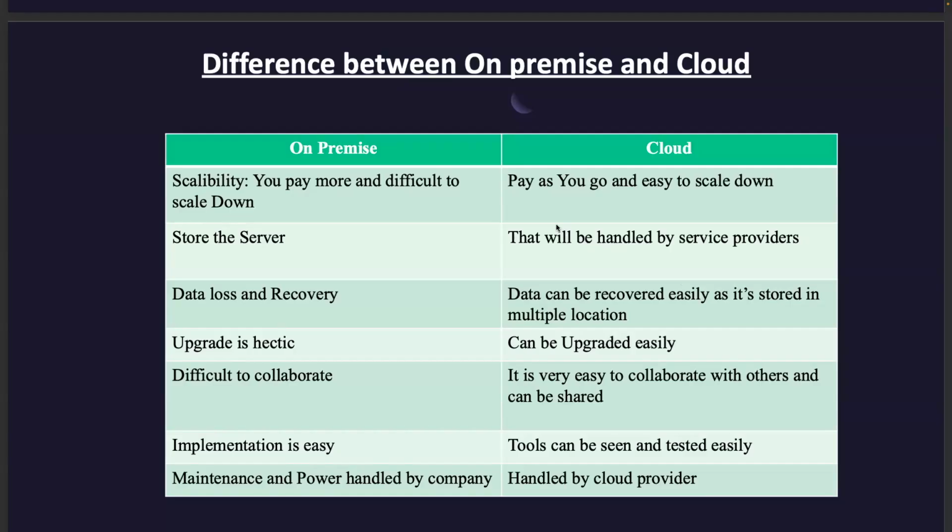So every individual is moving to the cloud, and all the companies are moving to the cloud because of the disadvantages of the old way. Pay as you go, easy to handle, data loss and recovery, easy upgrades, easy collaboration, and very easy implementation. Whenever you want to opt for something, you can go to the cloud and purchase it rather than going to the market, getting that hardware, and storing it somewhere. That gives the overhead. So as every individual is moving to the cloud, every company is also moving to the cloud because of these advantages.